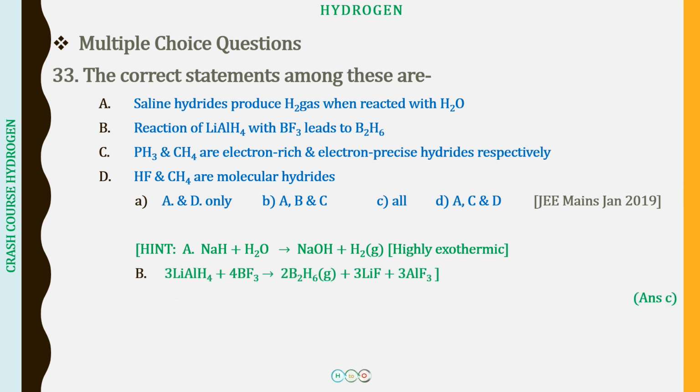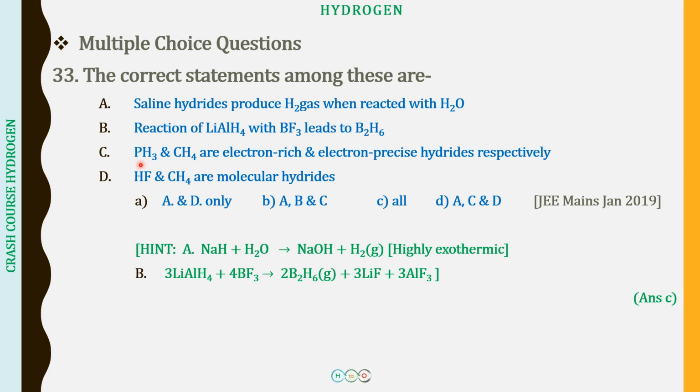So this reaction is lithium aluminium hydride, then this reacts with BF3, this leads to the formation of B2H6, lithium fluoride and AlF3, aluminium fluoride, right? So this reaction is also correct over here. So this choice is going to be correct choice.